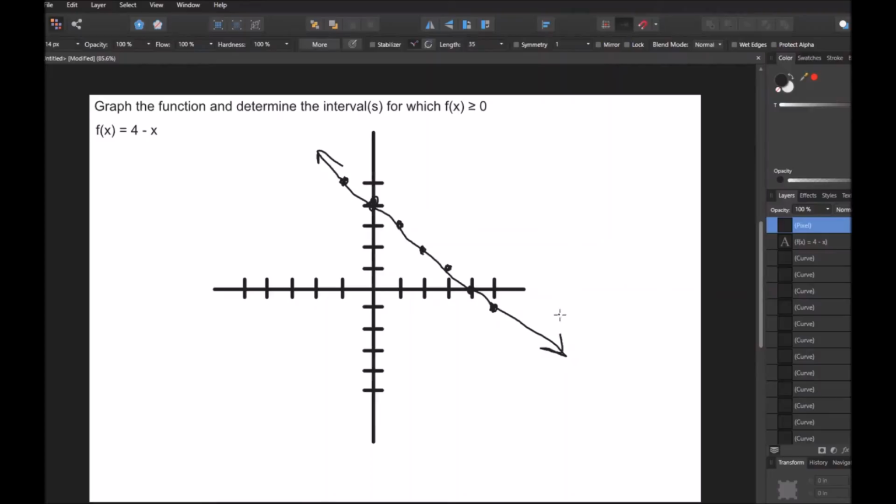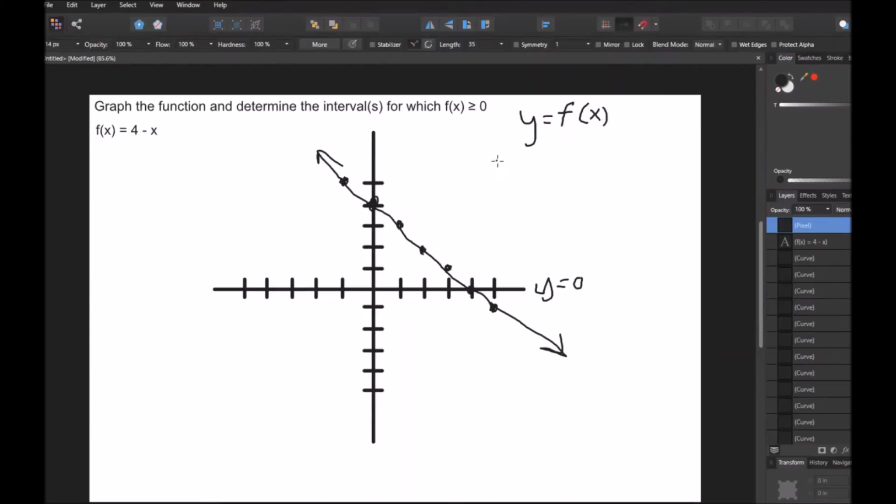So now we need to determine the intervals over which f of x is greater than or equal to 0. Knowing that f of x is basically a stand-in for y, we basically need to find where y equals 0, and then everything above that is going to be our interval. So y equals 0 right here on the x-axis line. If we go below that, y is going to be negative. So everything above this point will be greater than 0, and then of course this 0 point will be 0.